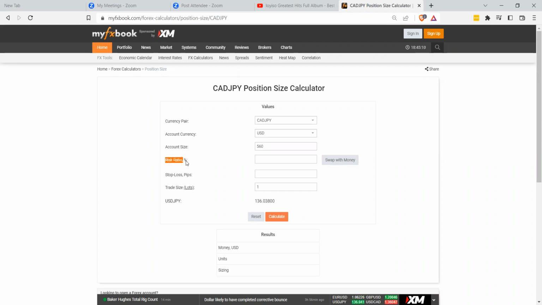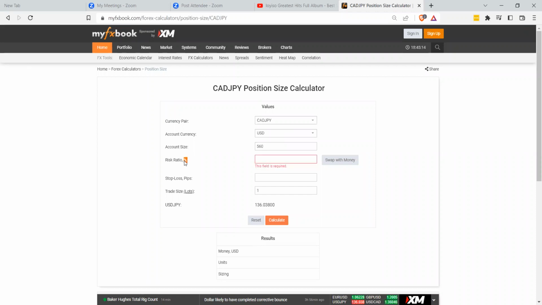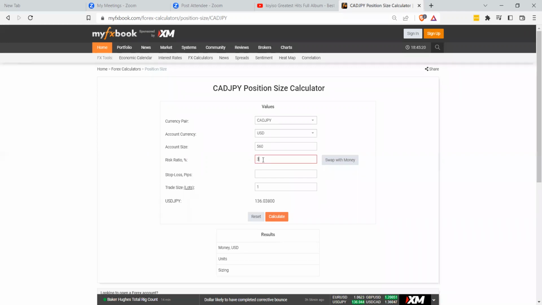Here is risk ratio. So this is where you put your risk in percentage. So just put a value. So let's say this is an account that is conservative. So let's say I'm risking 3% per trade.